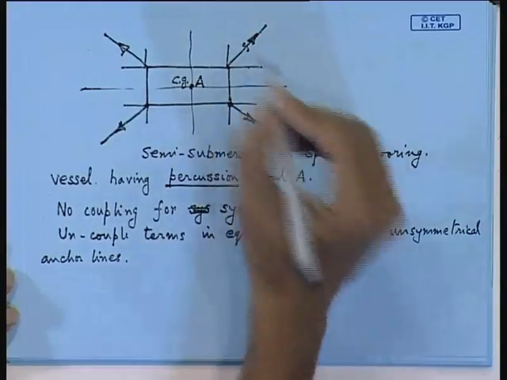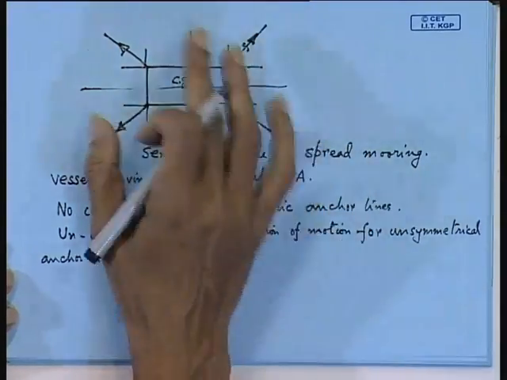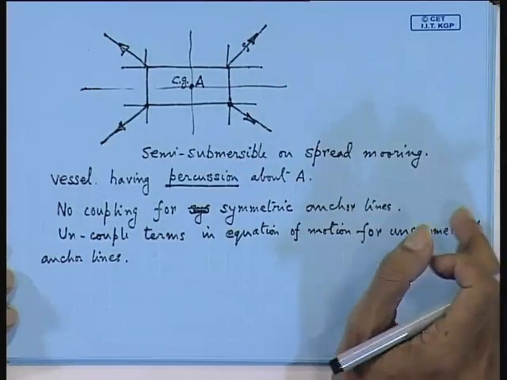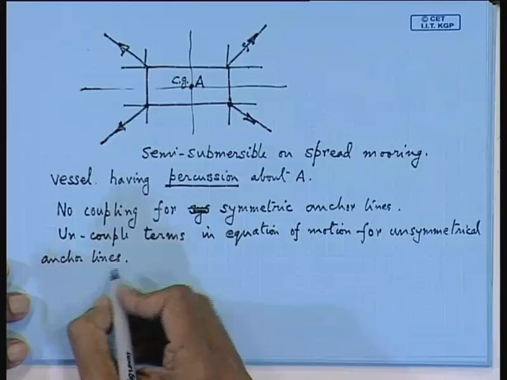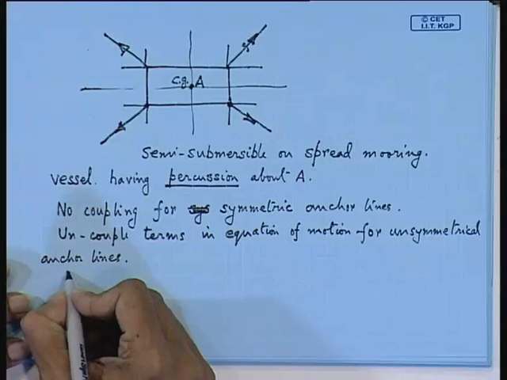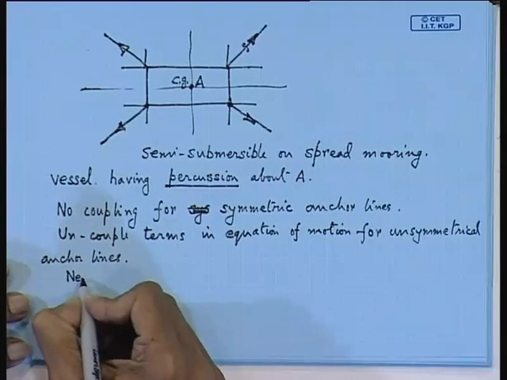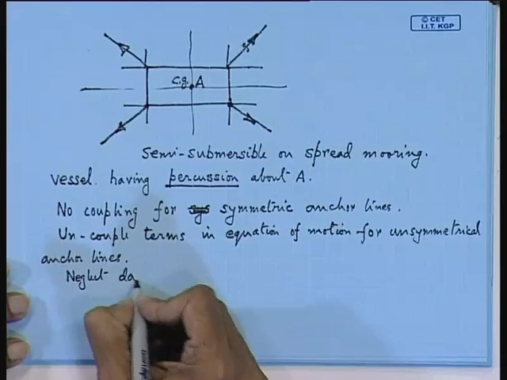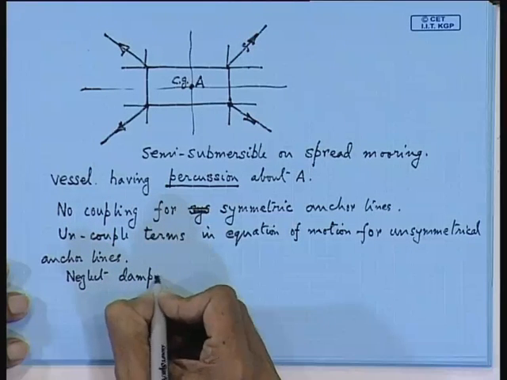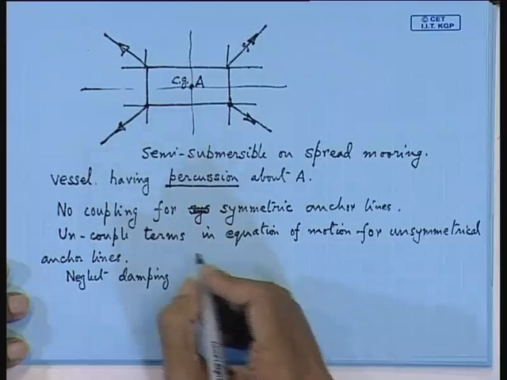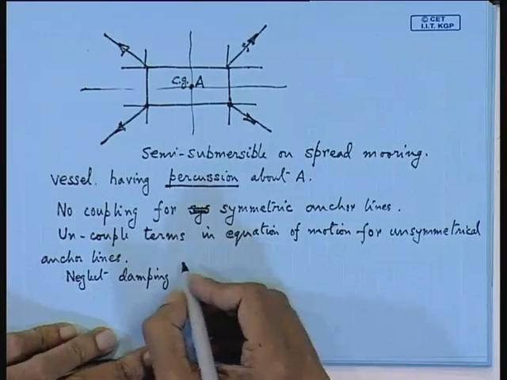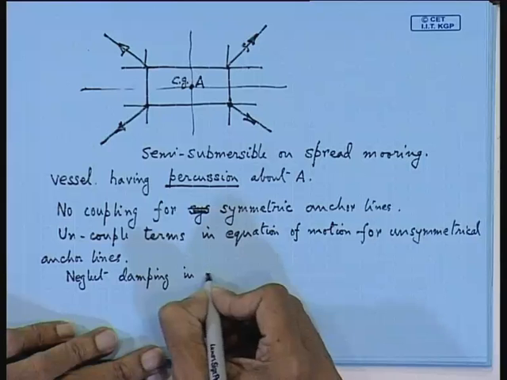Another aspect: whenever you are finding out the natural frequency of the surge, sway or whatever it is, it is better not to take damping terms. So neglect damping. I'll give you the equation of motion for a damped system. But neglect damping in the equation of motion.